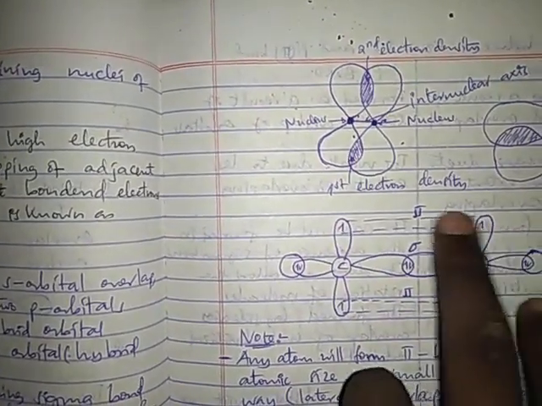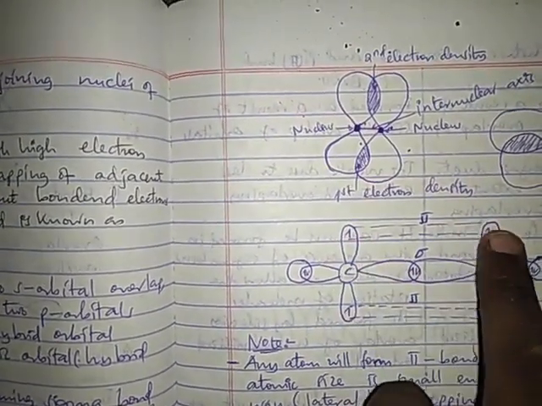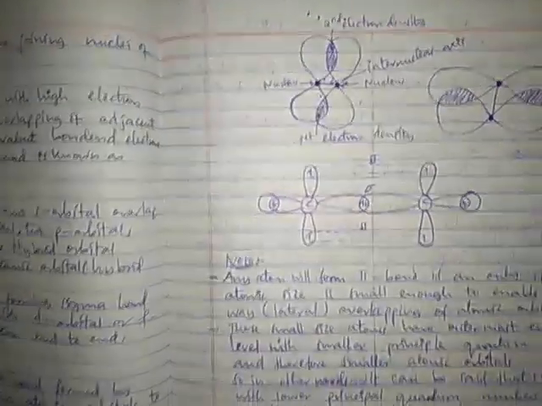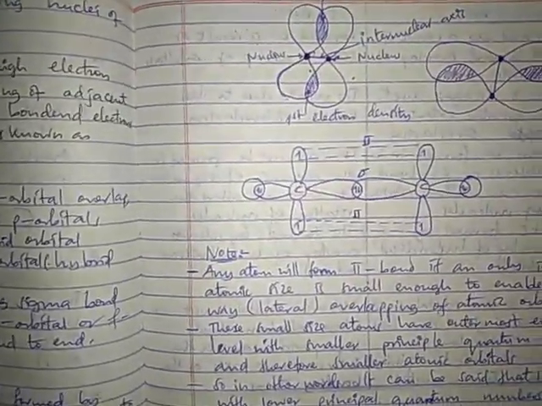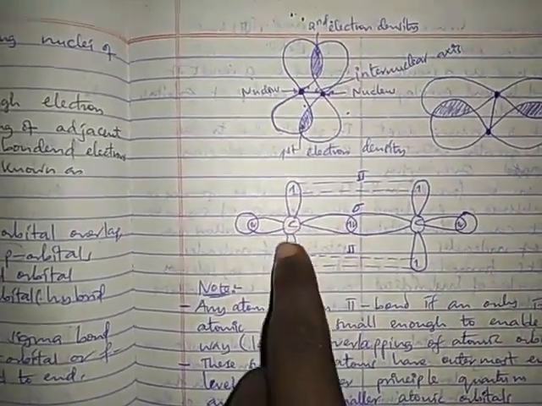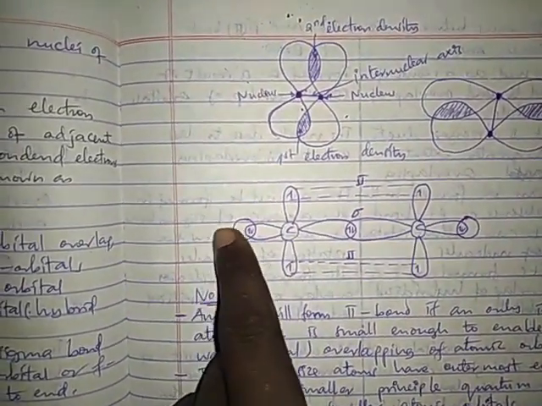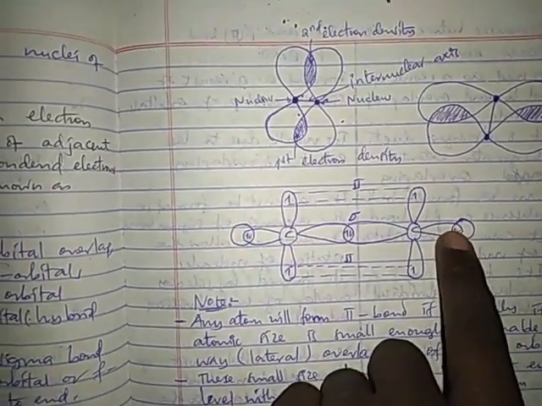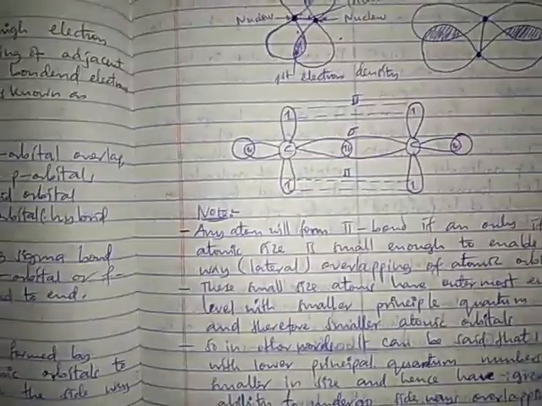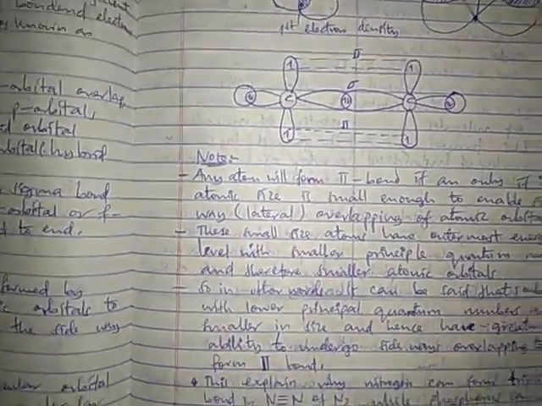Now you can see that in this diagram they don't show that they have overlapped, though you say they have overlapped. You will understand this later as we go on to discuss it. But as you can see, this is also a sigma bond, and this is also a sigma bond. So a sigma bond is formed by end-to-end overlap, and a pi bond is formed by sideway overlap.